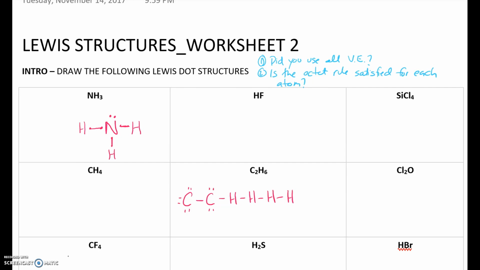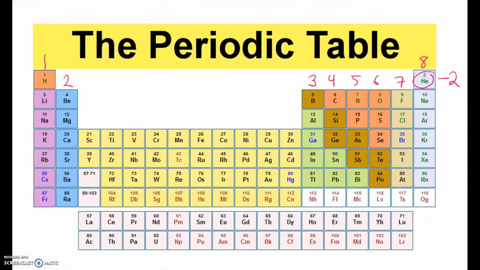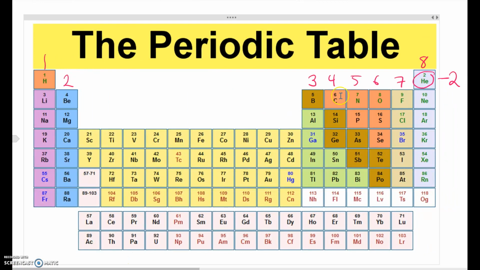So again, let's inventory them. We have 2 carbons and we have 6 hydrogens. I'm not going to write 6 here, I'll just put hydrogen 6. Okay. So for each of those carbons, let's figure out how many valence electrons they have. So here is carbon on the periodic table, so that means it's going to have 4 valence electrons. And hydrogen has 1.